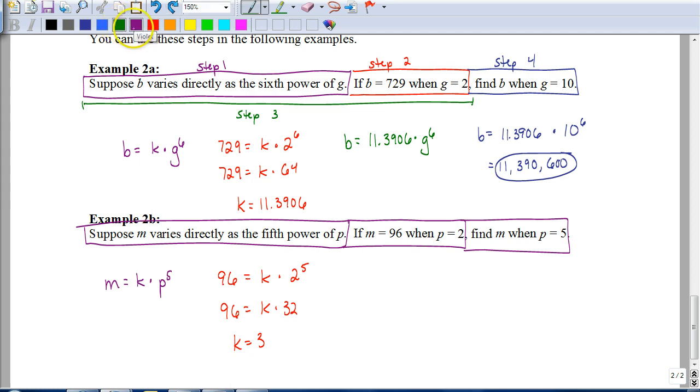Next, again, it's the part that's implied. We've got to create our specific, our variation equation, which is m equals 3 times p to the 5th. And now, my last step, I can figure out what m equals. So m equals 3 times 5 to the 5th. Now be careful, 5 to the 5th is not 25. So if you got 75 as your answer, you did something wrong there, because 5 to the 5th means it's 5 times itself 5 times. So take that times 3, and it ends up with 9,375 as your final answer.